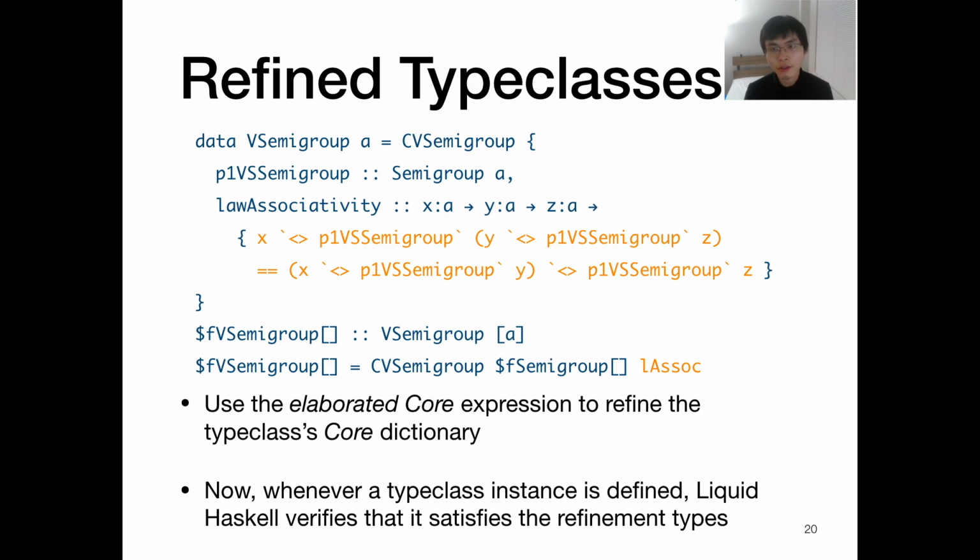Recall that instances correspond to values of the dictionary. When we invoke the VSemigroup constructor to create a list instance, we have to pass in the associativity proof we have done before for list concatenation. Otherwise, Liquid Haskell will complain that the law is not satisfied.